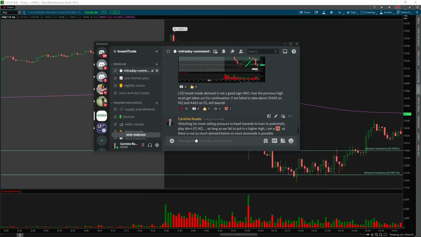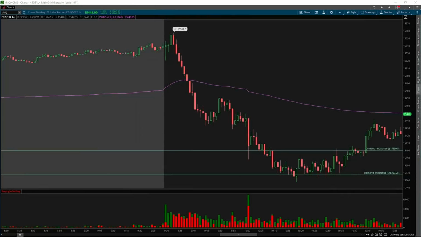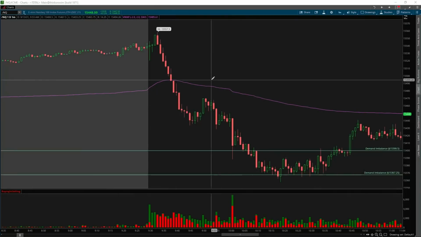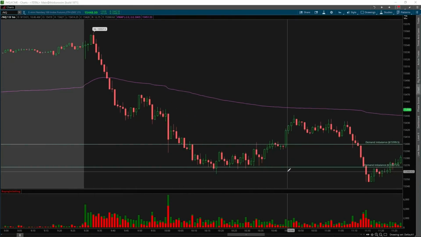I'm going to look to play short ES NQ. As long as we fail to put in a higher high, I'm a bear as there's not much demand below, so more downside is possible. If we fail to take above the 15440 and 4463 on ES, I'm still bearish. Now, hit off demand again. You can scalp calls.